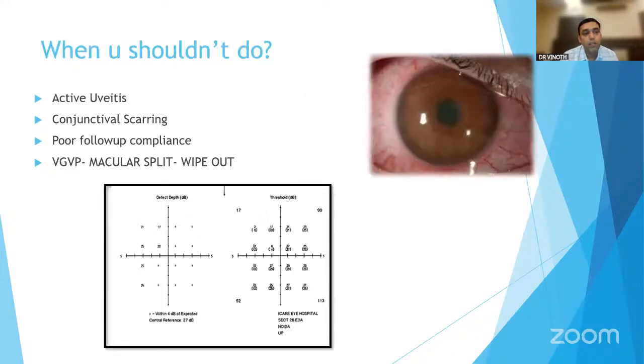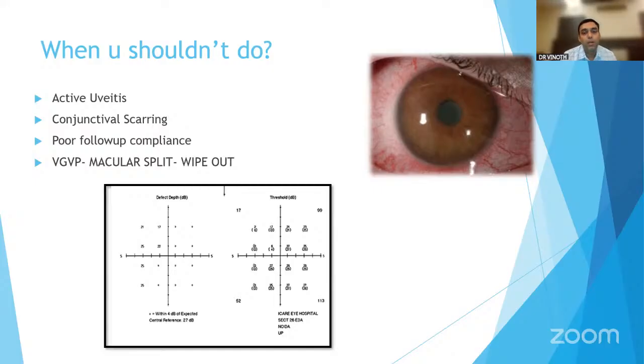The exam point they will ask is when you shouldn't do a trab. When there's active uveitis or conjunctival scarring, always lift the upper lid and check whether a SICS or a phaco has been done. Because on the table, if you see that SICS has been done, then there's no point in doing a trab. And always check for conjunctival scarring and follow-up compliance.